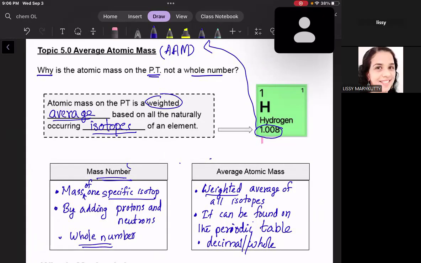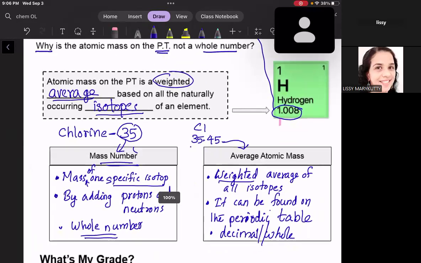I'm going to write an example. Say I wrote an isotope name, chlorine-35. This whole number is called the mass number. But when you look at the periodic table under chlorine, you can see 35.45. It's a decimal number, which is the average atomic mass. So we are going to see the definition and the difference between these two.